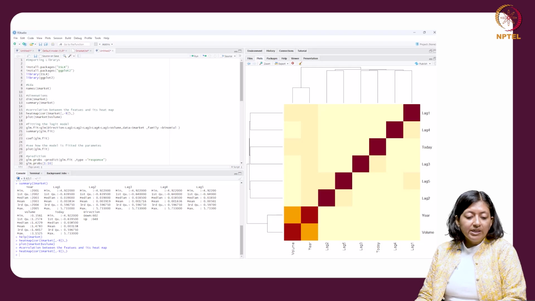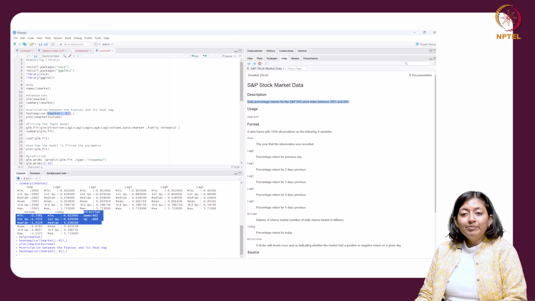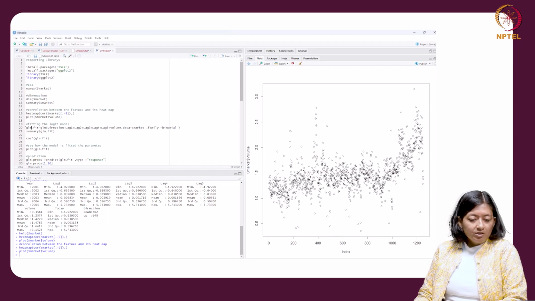Now, of course, we have removed the ninth feature while constructing the heat map because the ninth feature is the direction, which only tells us up or down. So it's a categorical feature. And we may want to predict if on a given day the market will go up or down. So let us try to do that. So we will try to model direction, which is a categorical feature, on all the other features of this dataset.